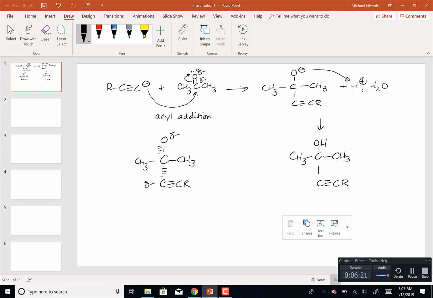And for simply protonating the OH, there's going to be a dotted line between the O and the H. Oxygen delta minus, hydrogen delta plus. So that's another reaction of an alkynyl anion, is to add it to a carbonyl.